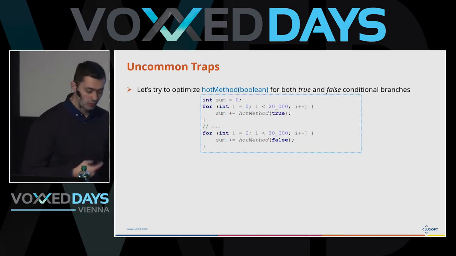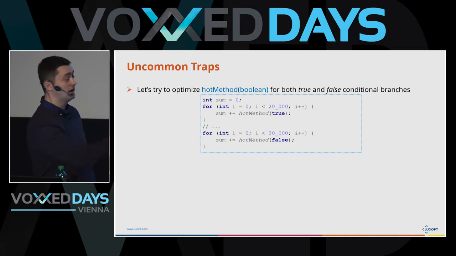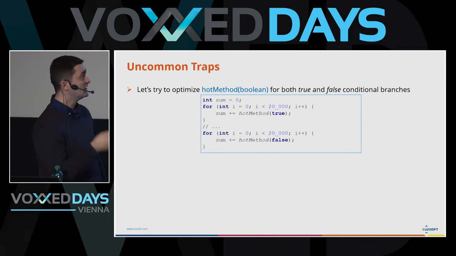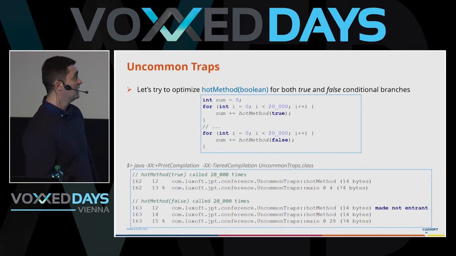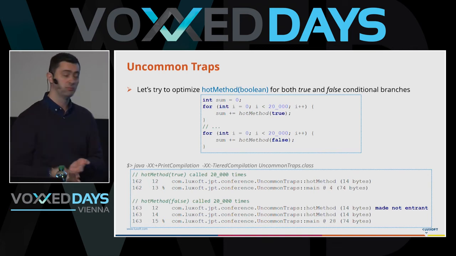Now I continued my experiment and I optimized with true and false. I also included hot method of false into a long-running loop, and I checked the compilation. The first two lines are very similar to the previous one, which means we had the hot method compiled. We have here an on-stack replacement for the main method, so the entire main method was compiled.